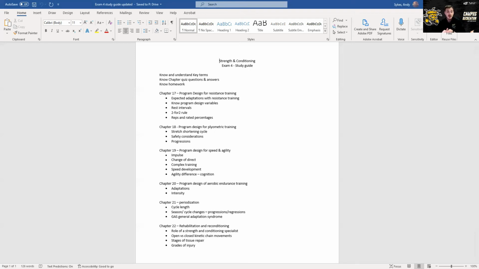This is a big part about knowing the stretch shortening cycle. It plays into speed and agility and sprint training too. So they all use this. We've got the eccentric, the amortization, and the concentric phases of muscle contraction.